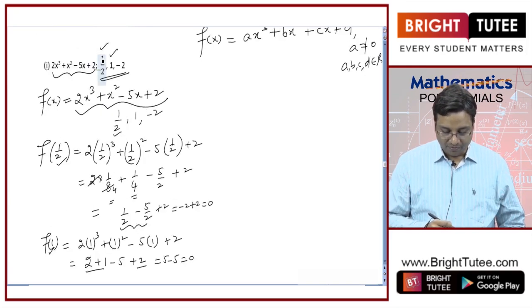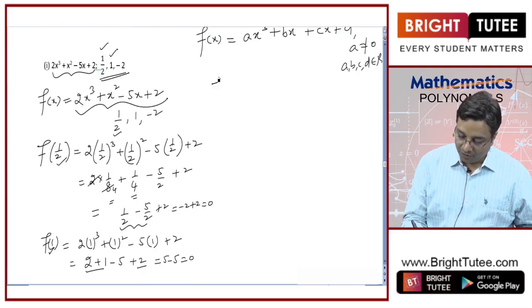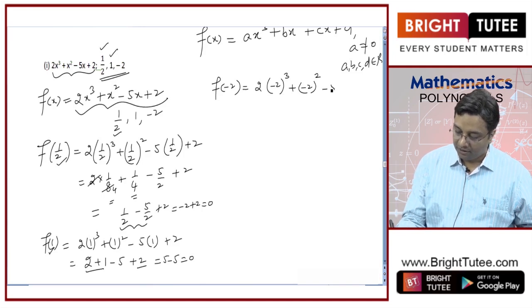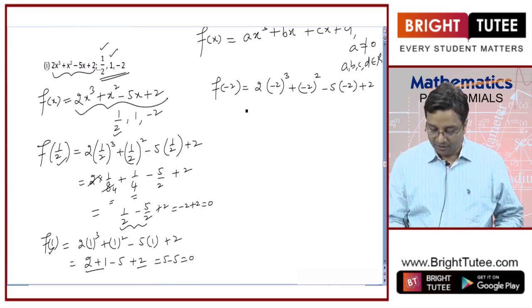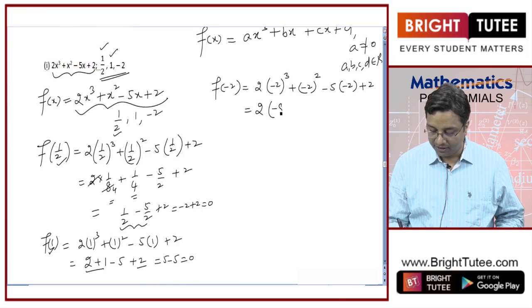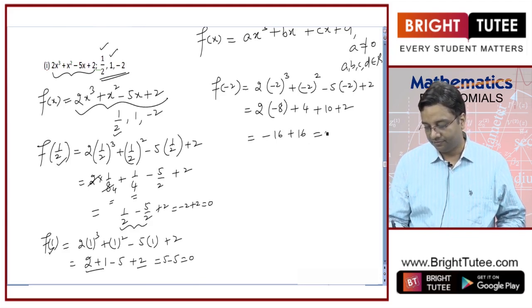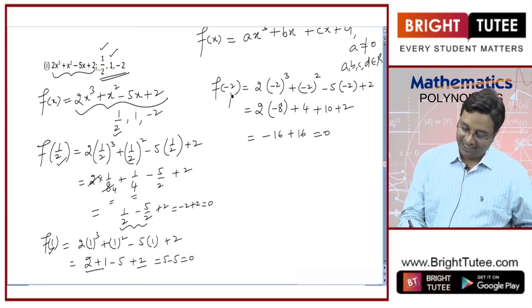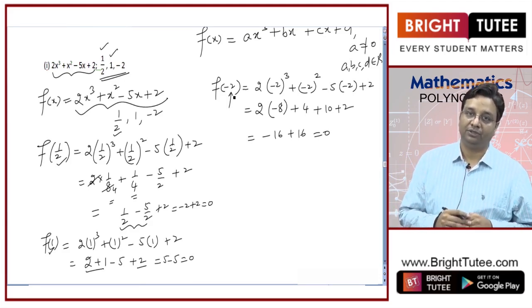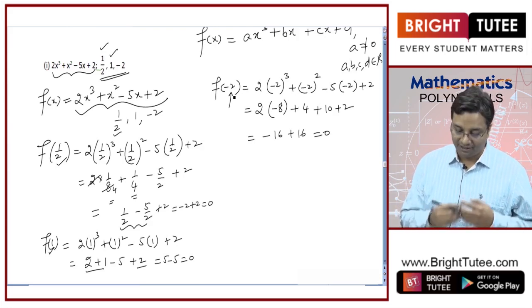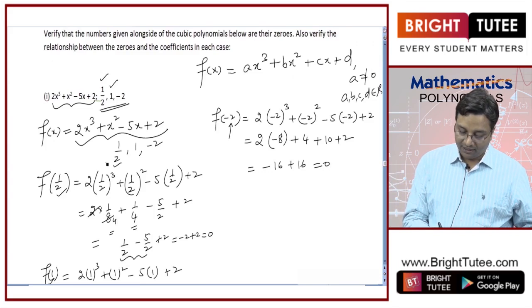So let's check for minus 2 now. Similarly, you put f of minus 2. So it will become 2 into minus 2 cubed plus minus 2 squared minus 5 into minus 2 plus 2. Right? So it will give you 2 into minus 8 plus 4 plus 10 plus 2, which is minus 16 plus 16. So yes, at x equal to minus 2, this polynomial will become 0, hence minus 2 is also a valid 0. So now these three are zeros.